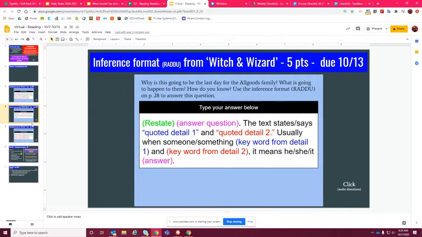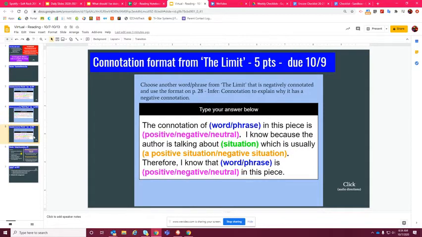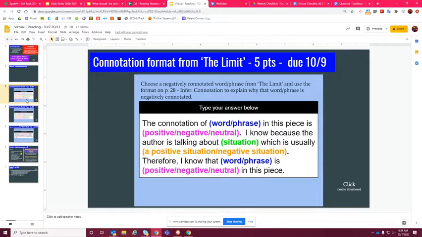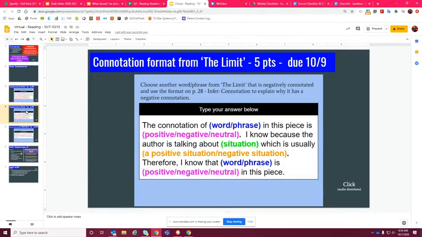The second one is the inference using Radu. Again, I have that in there for you. And then we have the other connotation as well. So you're doing 2 different connotation ones. You're going to be using the limit. And I'm going to show you in your notebook kind of what's going on too.